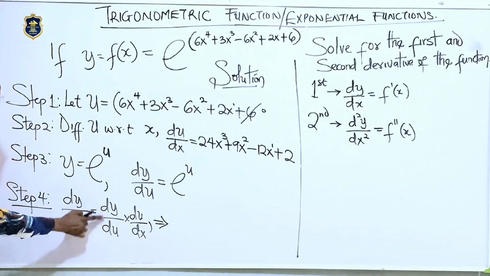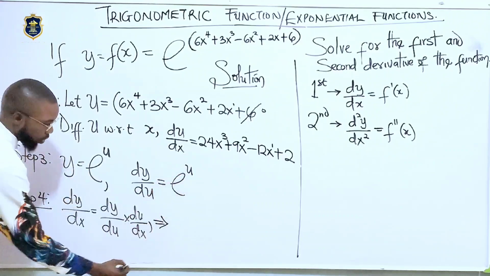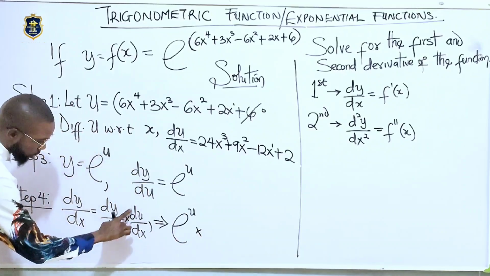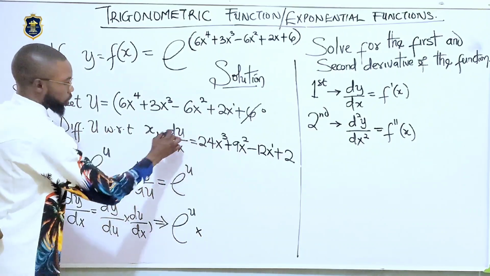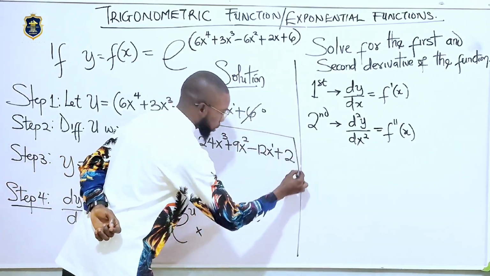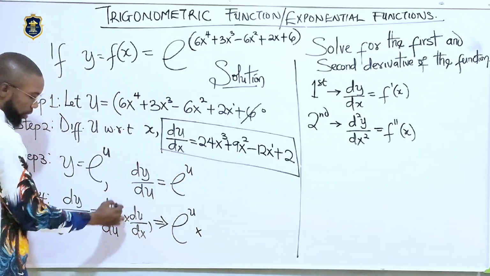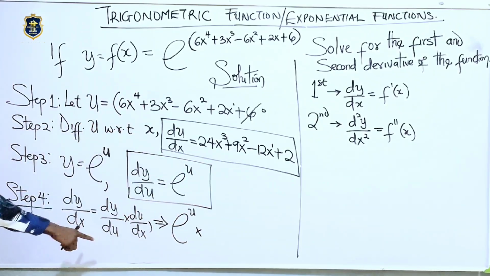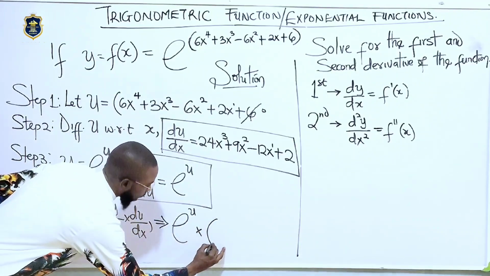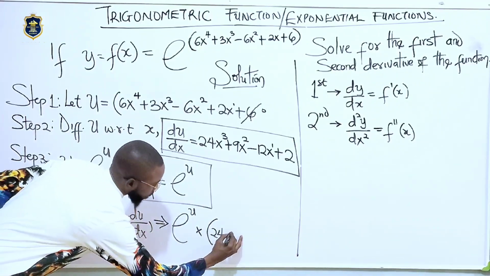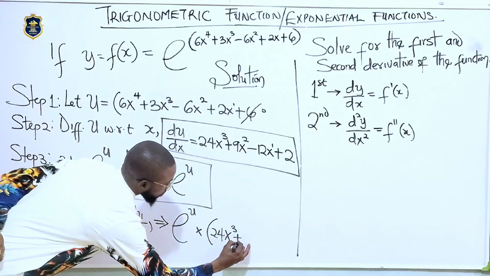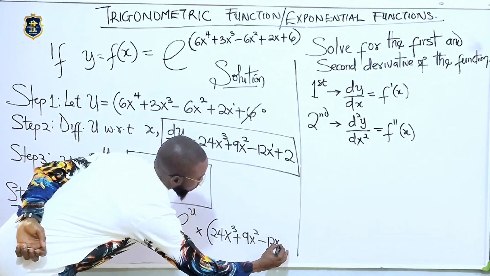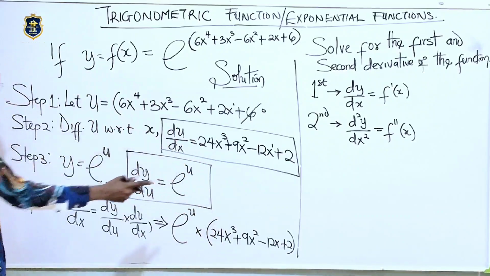What is dy over du? That's what we have here, which is e raised to the power of u, times what's our du over dx? This is our du over dx, and this is our dy over du. These are what we are replacing. So du over dx is 24x raised to power 3 plus 9x raised to power 2 minus 12x plus 2. You see, that's the final answer.